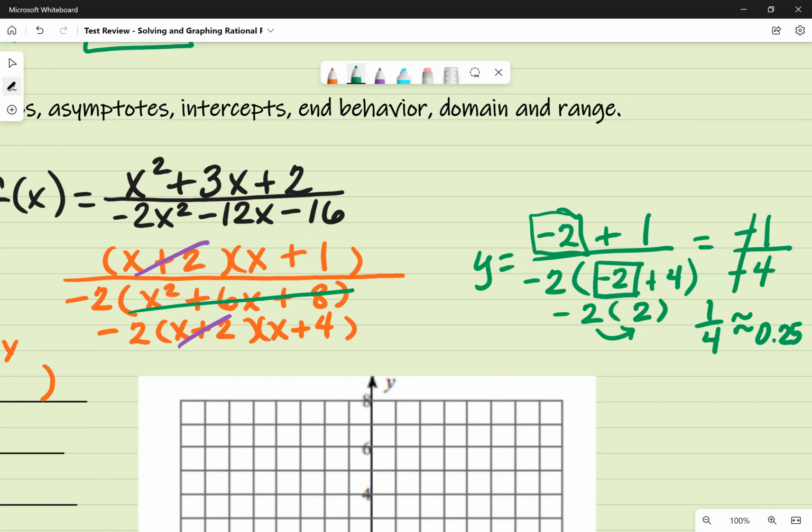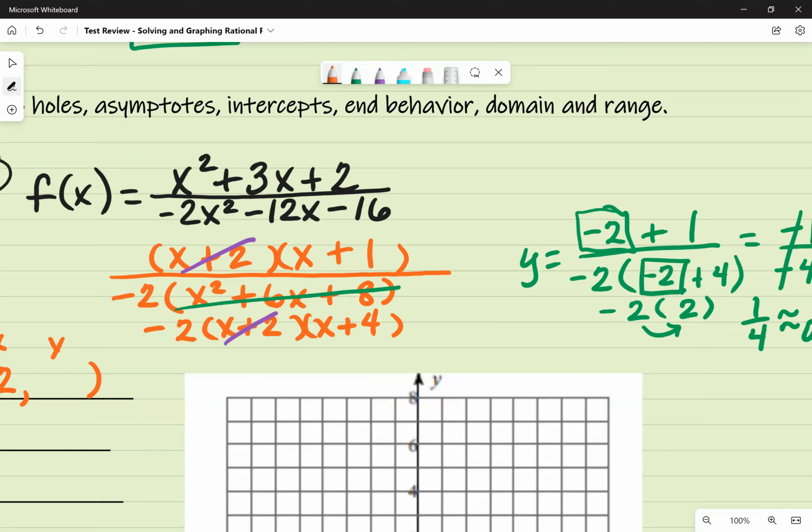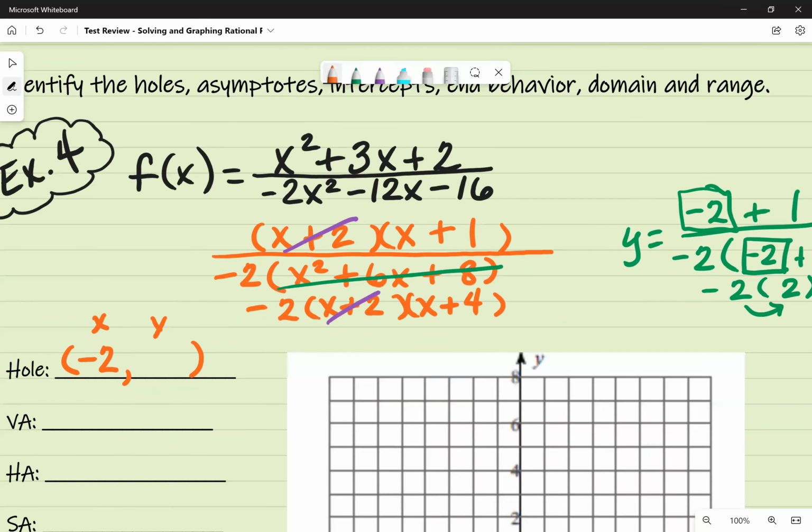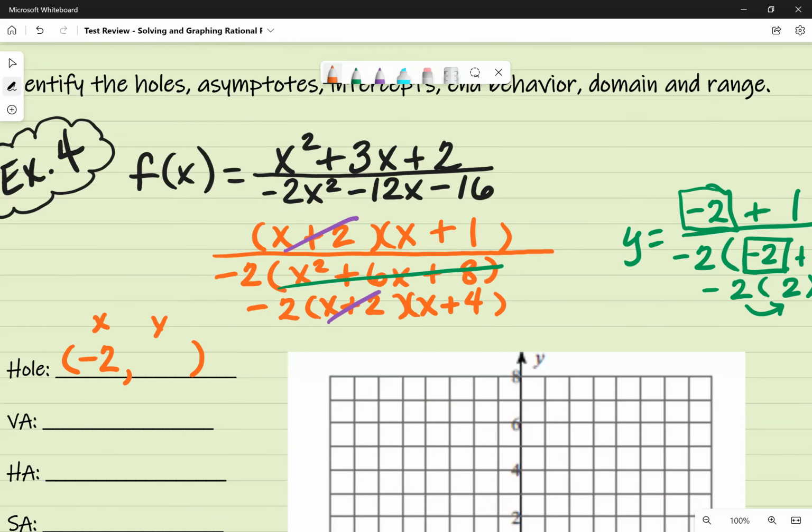I personally like to change my fraction to a decimal when I'm graphing. So that's going to be 0.25 for the hole. And this is going to be important when it's time to graph it. You want both coordinates, x and y.